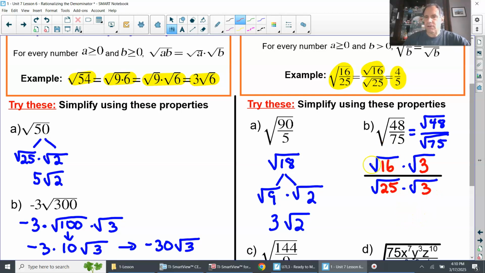So now take a look at the top, the numerator. Square root of 16 is 4. Square root of 3 comes down. Square root of 25 is 5. And then square root of 3 comes down right next to it. Now, you see the square root of 3 over the square root of 3? That cancels out, and it equals 4 over 5, and that's your final answer.